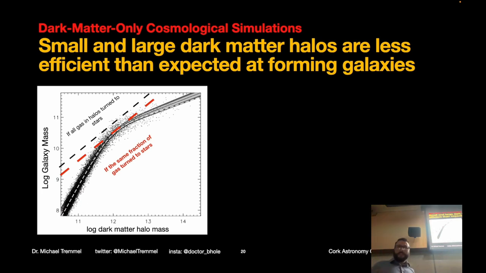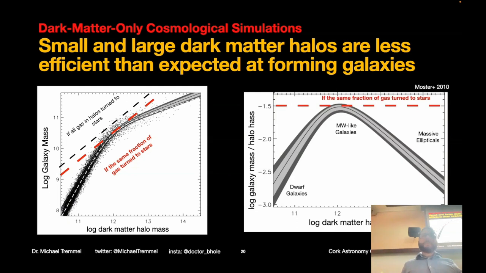And what that tells us, if we plot it in a different way, in terms of the fraction of mass, galaxy mass divided by the mass of its halo, as a function of the dark matter halo mass, is that if every dark matter halo in our simulations formed stars at the same efficiency, then we'd expect a straight line at a constant value. But we don't see that.